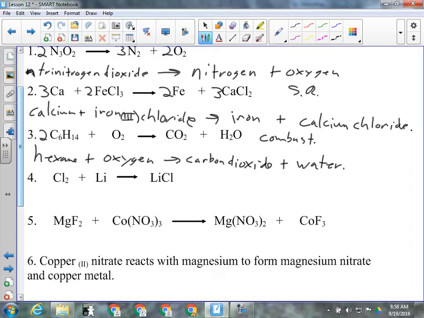All right, that gives me 12 carbons. So I put a 12 over here. 2 times 14 is 28. So 14 times 2 hydrogens should be 28. Everybody all right with that?